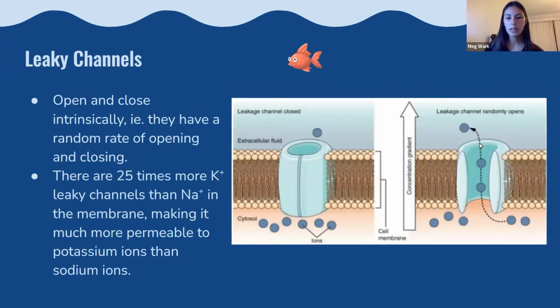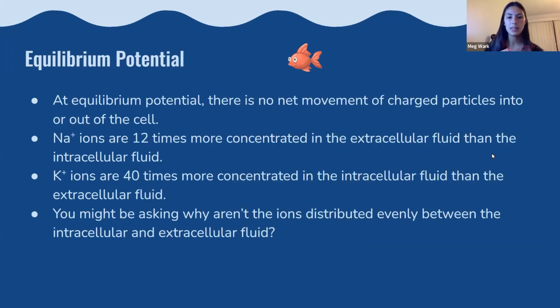And finally, we've got leaky channels. These just open and close intrinsically, which essentially means randomly. There's nothing that controls when they open and close. There are 25 times more potassium leaky channels than sodium leaky channels in the membrane, which means that cell membranes are much more permeable to potassium than they are to sodium. Each type of leaky channel can only let one type of ion through. And there's a lot more potassium than sodium.